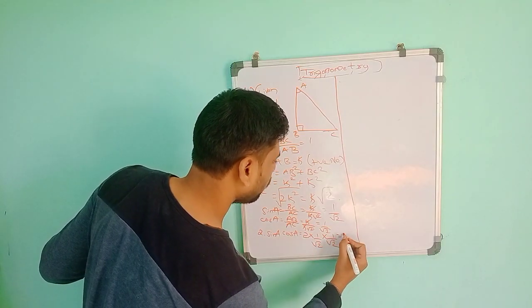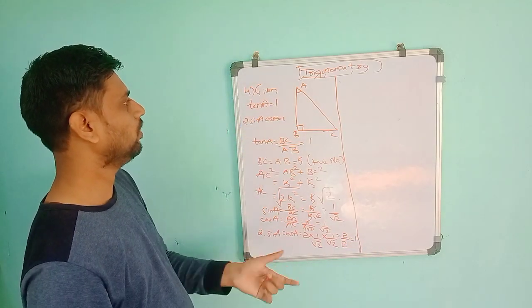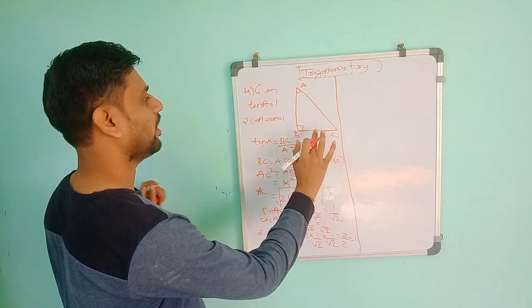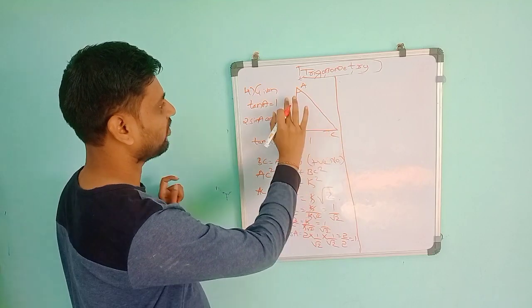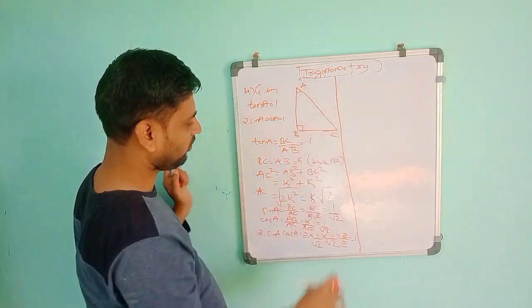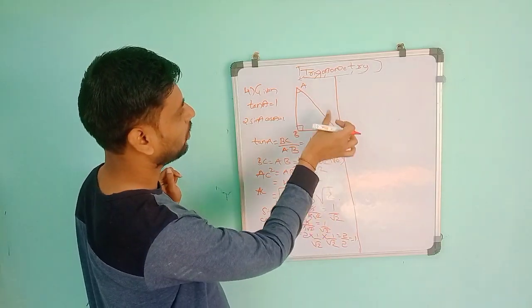So 2 divided by 2 is 1. So it is proved that 2 sin A cos A is equal to 1 when they have given tan A is equal to 1. Tan A means opposite by adjacent. Like that, sin A means opposite by hypotenuse and cos A means adjacent by hypotenuse. That is AB by AC.